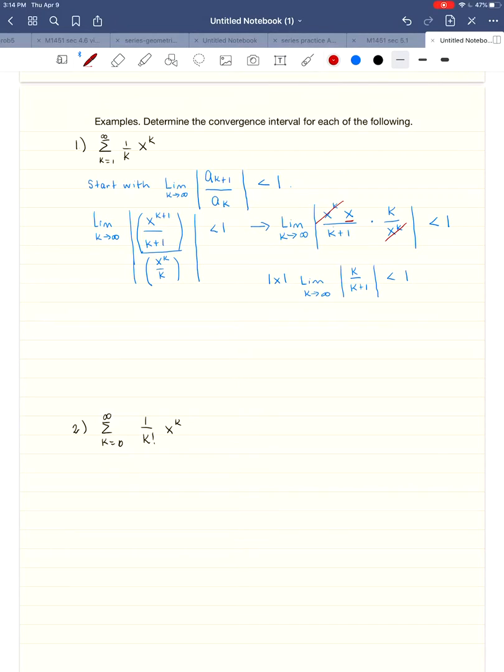You can see that that limit is going to be 1 because the degree on top and the degree on the bottom are first degree, so that limit is just the ratio of the coefficients. So this limit is 1. That leaves us with the inequality to solve: the absolute value of x is smaller than 1. That 1 over there is called the radius of convergence.